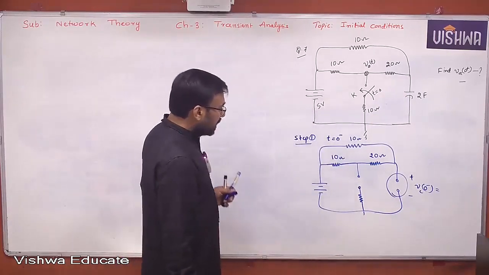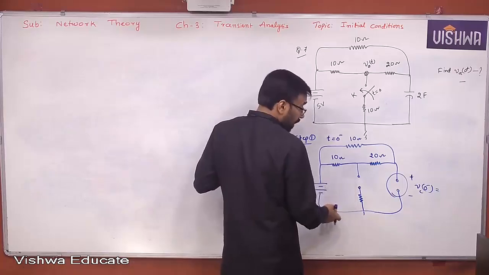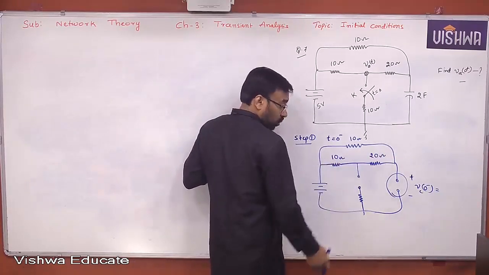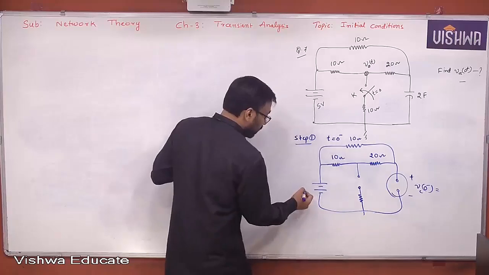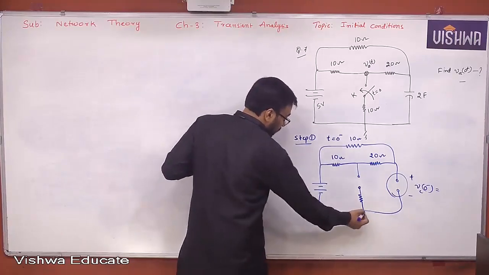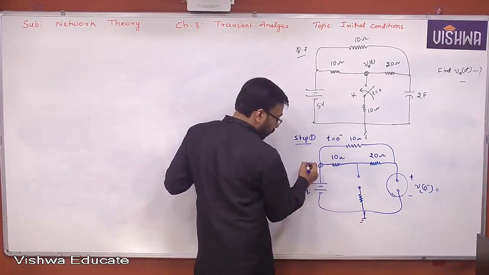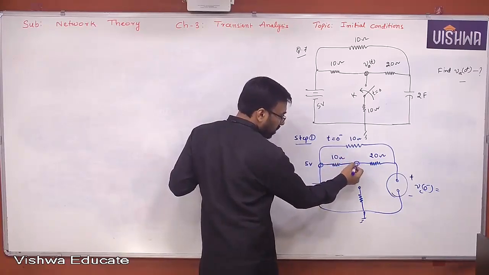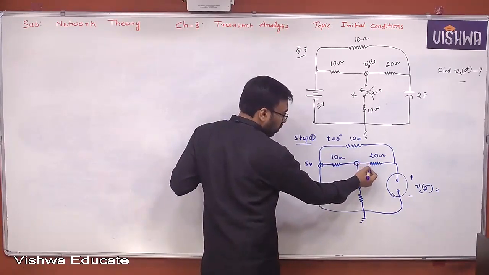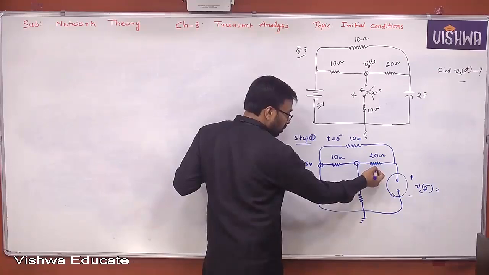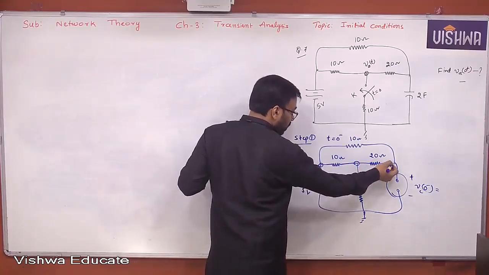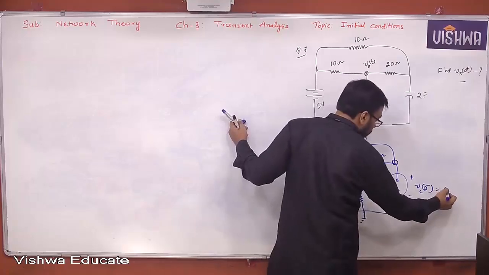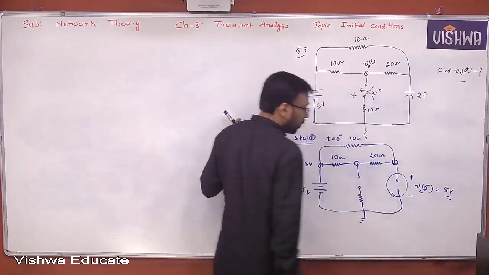Since it is open circuit, there is no return path. Here also there is no return path. Then you can't expect any current through these elements. If this is 5 volts, if this is 0, this is what? 5 volts. Do you expect any current in this one? No. Therefore, here also it is 5 volts. Do you expect any current in this one? No. Therefore, the drop is 0. Here also it is 5 volts. So finally, VC of 0 minus is how much? 5 volts. Getting all of you?